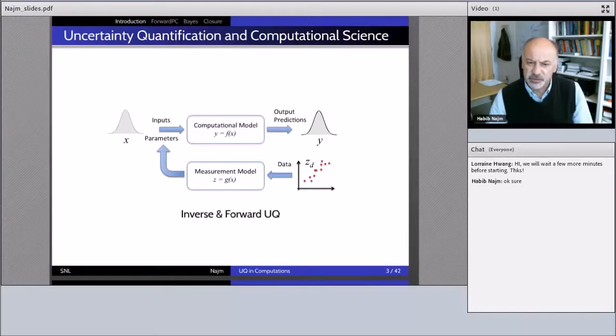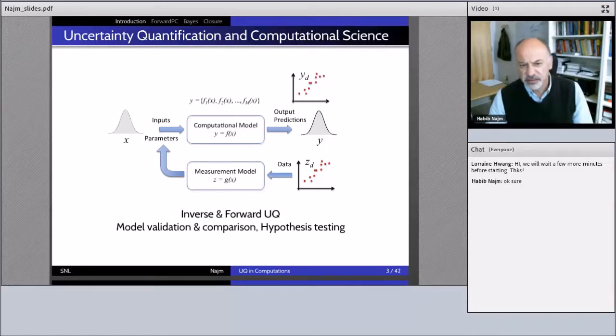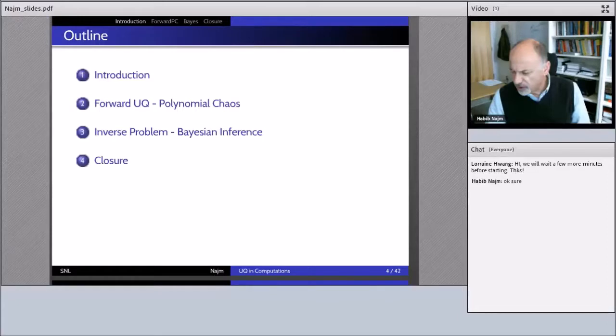So there is this need to be able to predict the uncertainty in our outputs, given that there are uncertainties in the inputs. Aside from that, even in a computational setting, if you have different models, and I show here the vector F1, F2, Fn of different models, and you want to compare them to data for validation, again, data and the act of comparison for validation or hypothesis testing also needs to be done in a statistical setting. Uncertainty needs to be part of the picture. So this is why you worry about uncertainty, and there are other reasons, but this is an obvious reason.